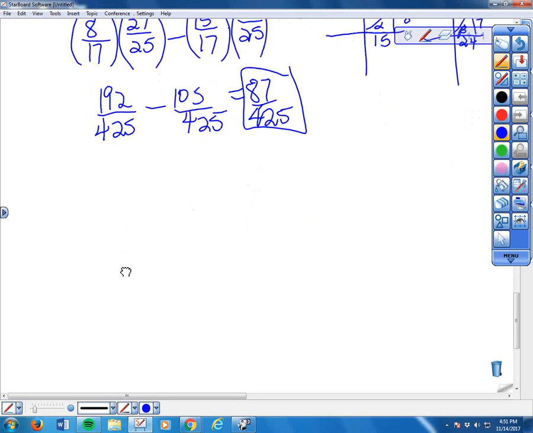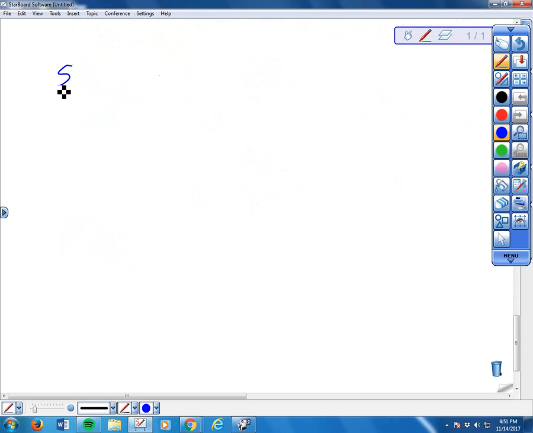Number 8, simplify cosine pi over 2 minus theta. Well, this is just an identity. Sine theta.